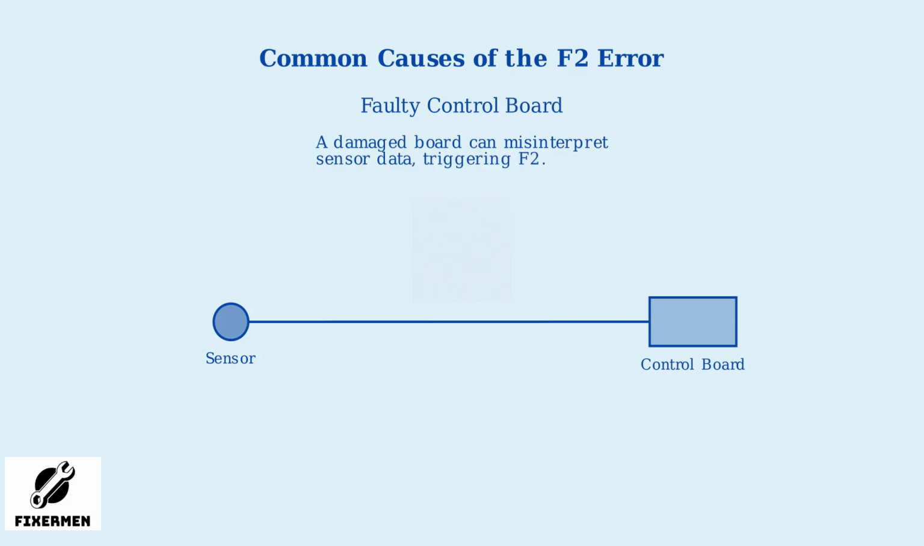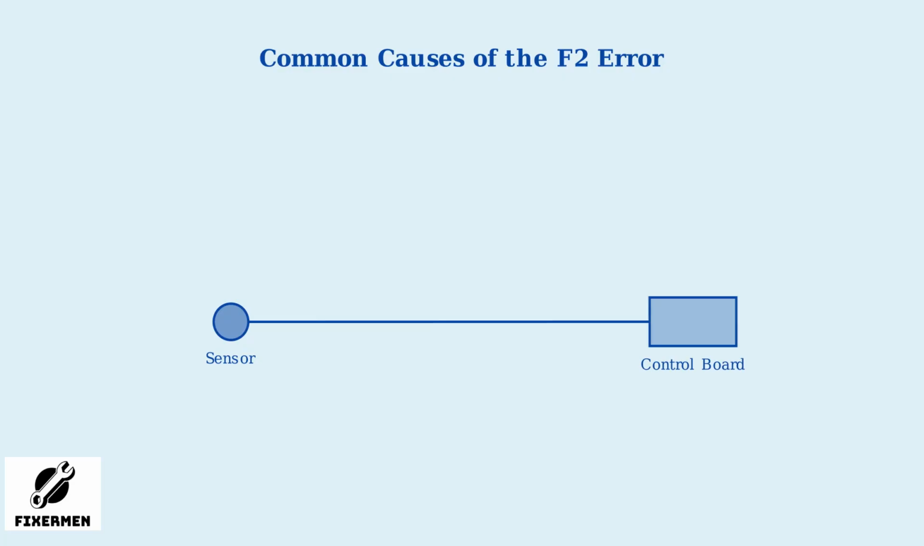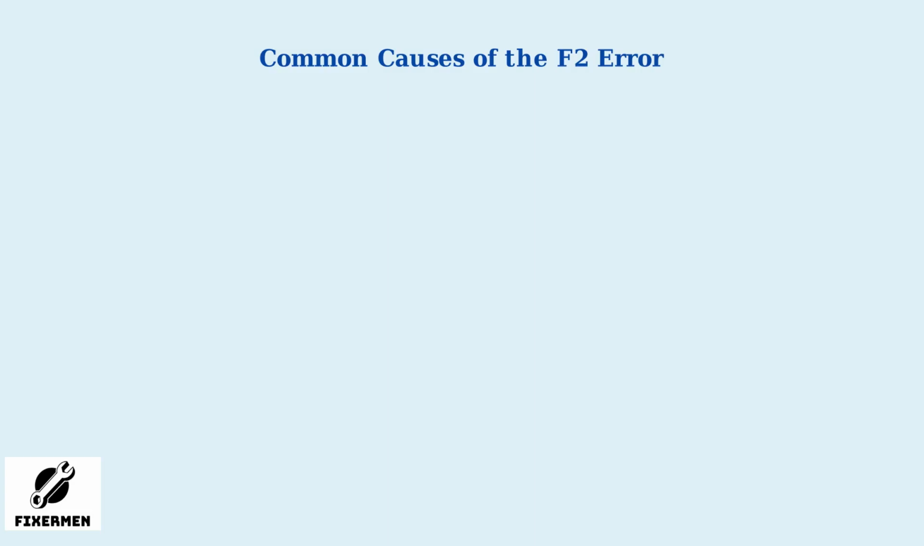A faulty control board is another common cause. Damage to the board can cause it to misinterpret sensor data, leading to the F2 error. Voltage fluctuations during heat waves can contribute to sensor failure, and prolonged exposure in humid areas worsens the problem. Understanding these common causes helps in targeted troubleshooting and prevents recurring F2 errors.